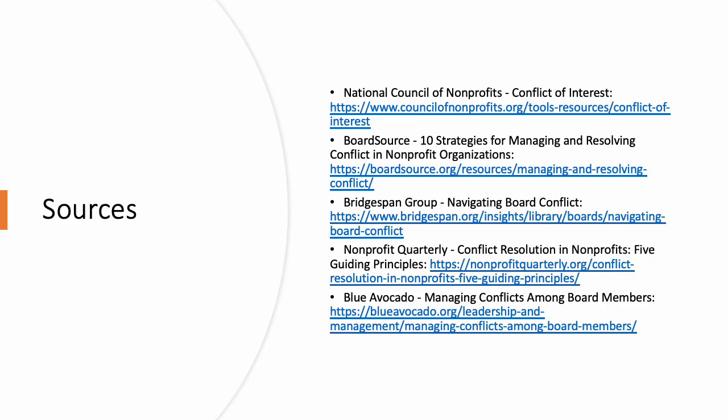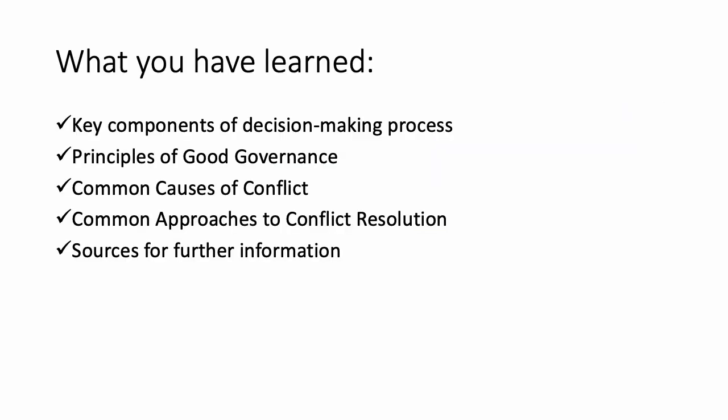Some sources that can help in conflict resolution include the National Council of Nonprofits, BoardSource, Bridgespan Group, the Nonprofit Quarterly, and Blue Avocado. What you have learned: some key components of decision-making processes, principles of good governance, common causes of conflict, common approaches to conflict resolution, and sources for further information.